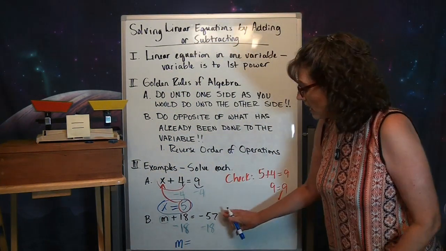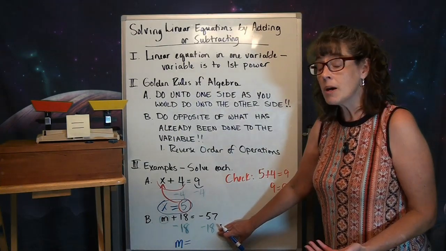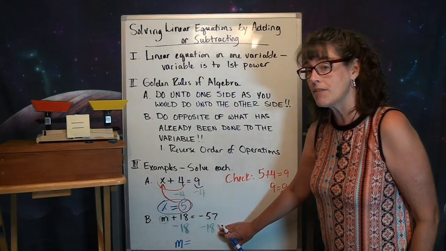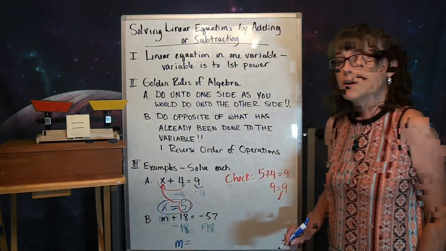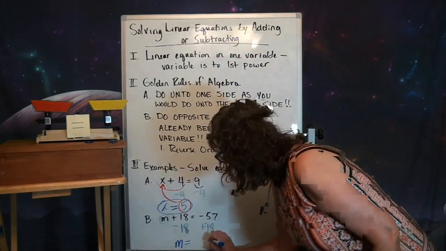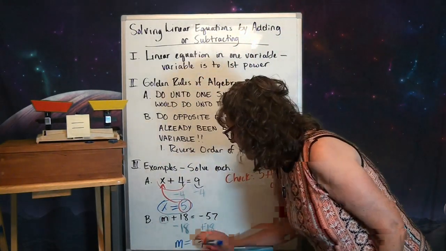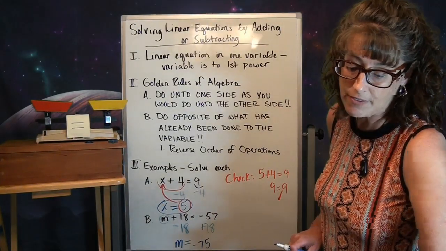And on this side, a negative 57 minus an 18, this gets into the signed numbers that we know how to do. A negative 57 minus an 18 would be the same thing as adding a negative 18. Basically, the idea here is the signs are the same. So we're going to combine the digits, and we're going to keep the sign. So my m is going to be a negative 75.